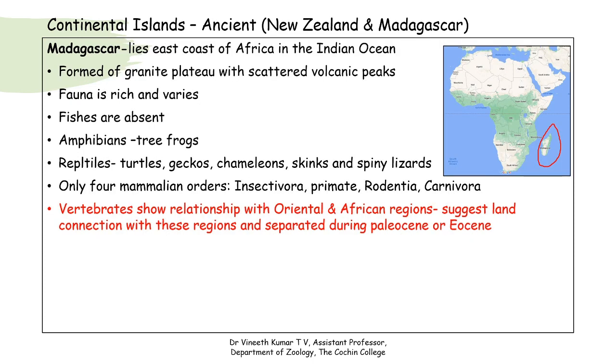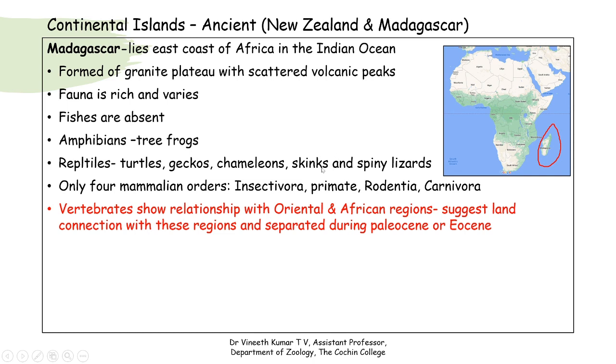Coming to the second example, which is Madagascar. As you see in the map, Madagascar lies towards the east coast of Africa in the Indian Ocean. Mainly, it is formed of the granite plateau with scattered volcanic peaks. The fauna is rich and very varied. The fishes are absent. Amphibians are mainly represented by tree frogs. Reptiles include turtles, geckos, chameleons, skinks.